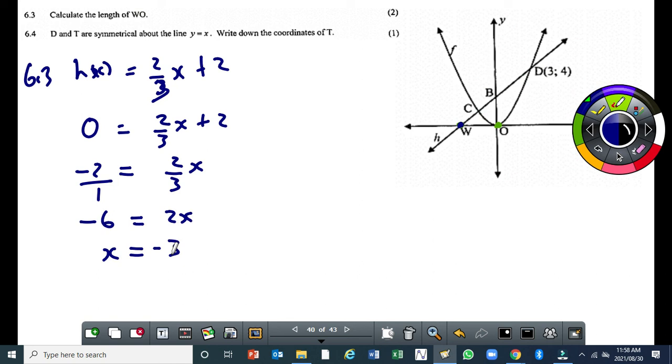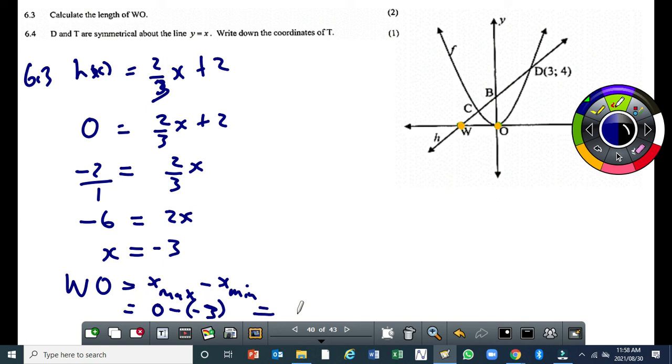So it means x is going to be negative 3 here, and x at the origin is 0, therefore the length of WO is going to be x max minus x minimum, right? So this will give me 0 minus negative 3, and my final answer is going to be 3 units.